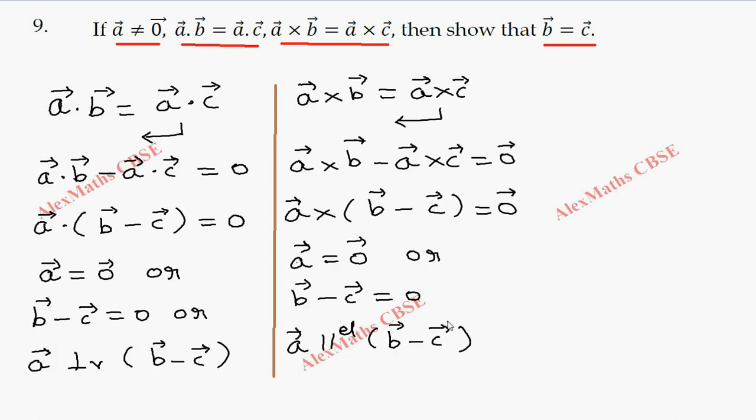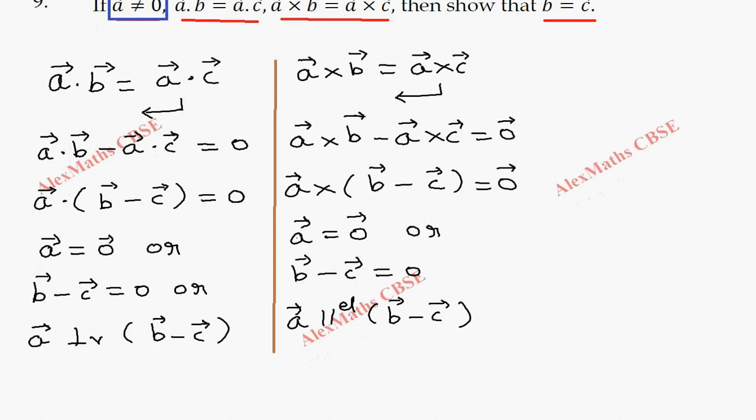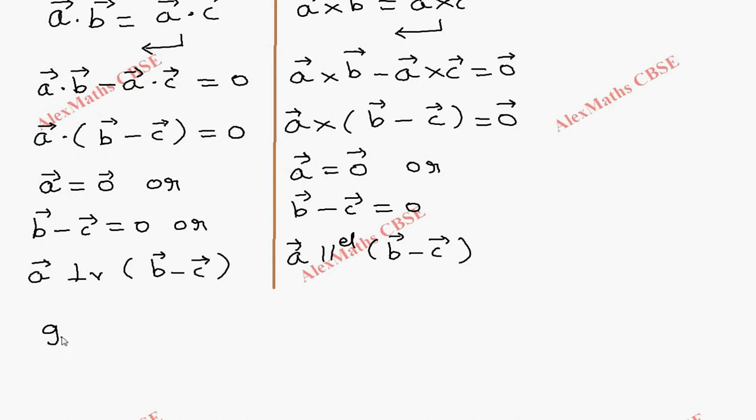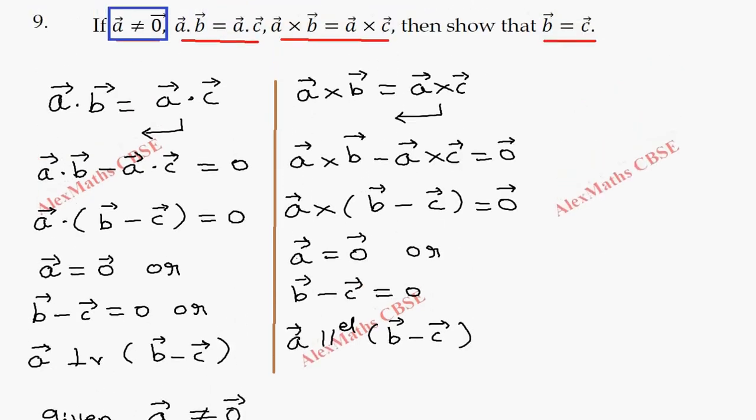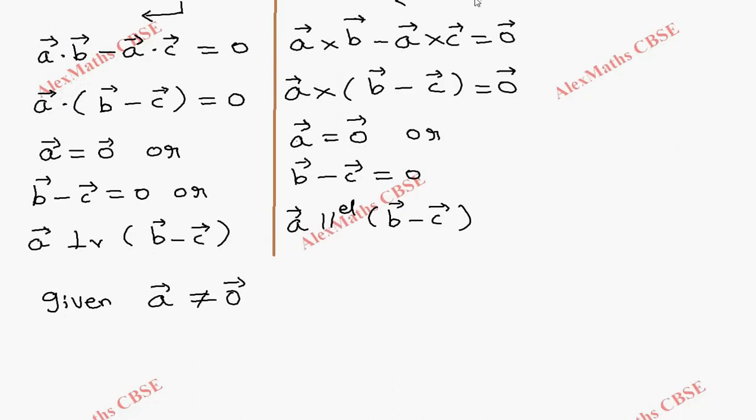So we have these three conditions. But already in the question they have given A vector is not equal to 0 vector. So we are going to state this here. Given A vector is not equal to 0 vector. So already there is a condition A vector is not equal to 0. So from this condition, this option is eliminated in both the cases.